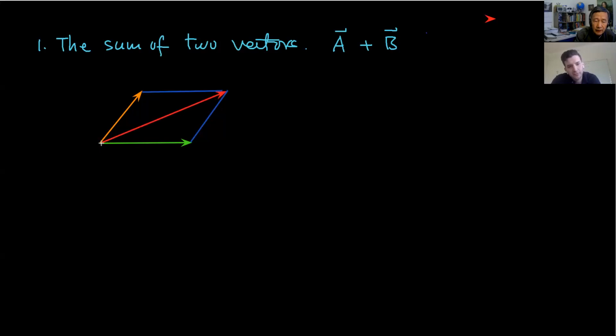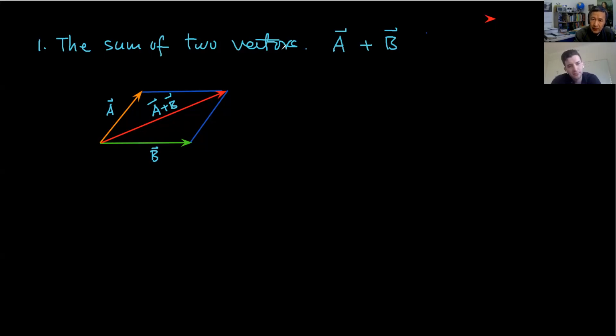So that is how we use a graphical method to define the sum of two vectors. If we label them, this is our A, and this is our B, then that would be the sum. So this would be A plus B. Yes. Okay. Now there are some variations if you want to apply this rule in practice.